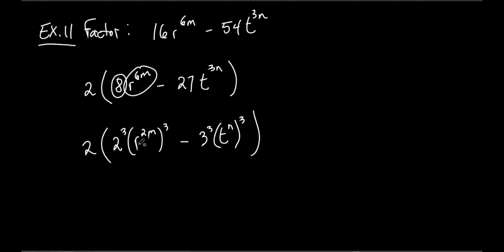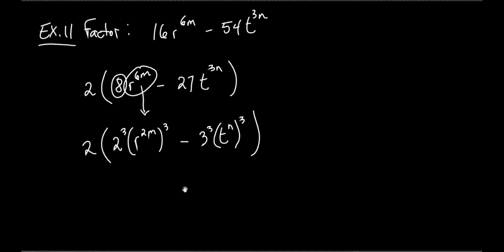So would you agree that R to the 2m to the third is the same as R to the 6m? Because what's the rule when you take an exponent to another power? You multiply. So what's 2m times 3? It's just 6m. So would you agree that those are the same exact thing? Why did I put the cubed out in front? Because I want to see what is being cubed. So what's being cubed? A 2 and an R to the 2m. And we'll put those all together in a second.